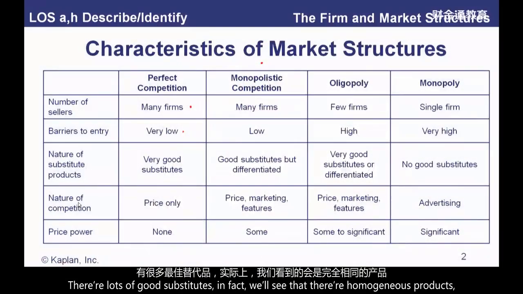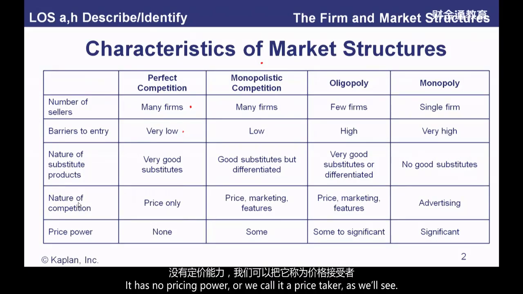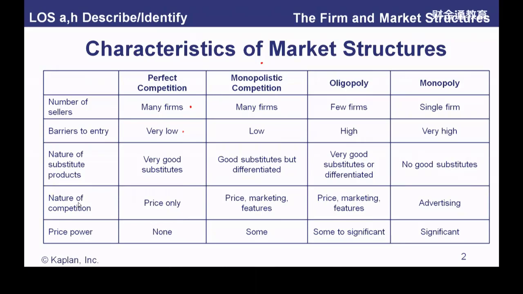Lots of good substitutes. In fact, as we'll see, they are homogeneous products, so everybody produces the exact same product. And the nature of competition is price only. The market will dictate the price. The individual firm will then sell whatever it likes at that price. It has no pricing power. We'll call it a price taker, as we'll see.